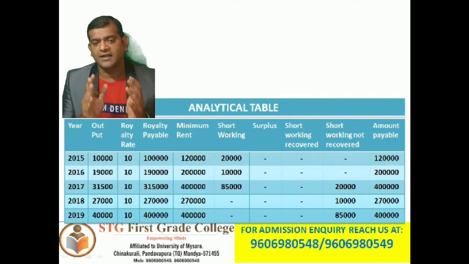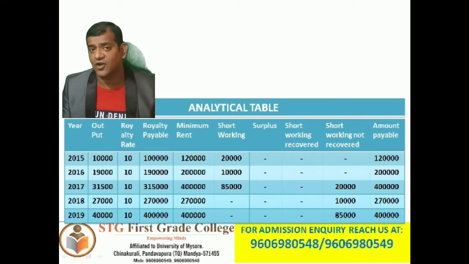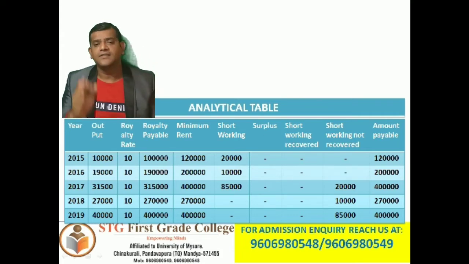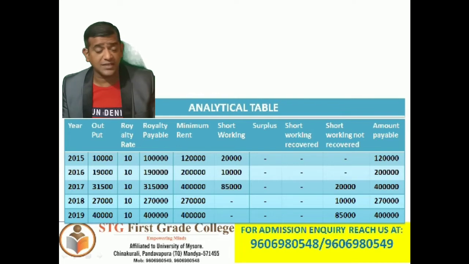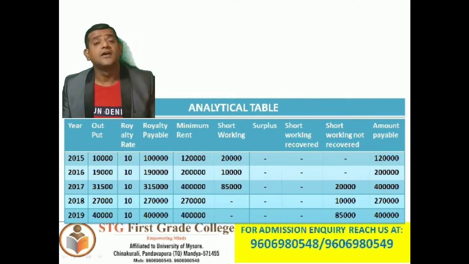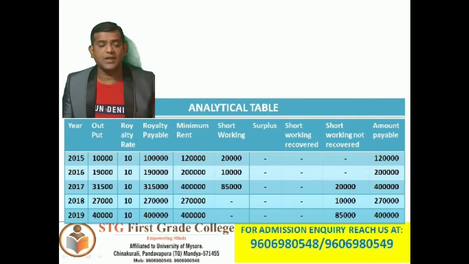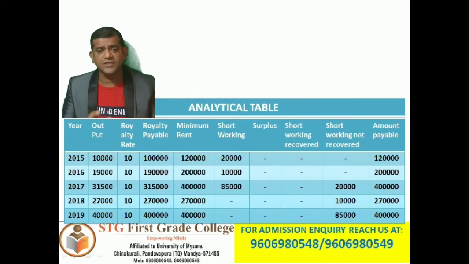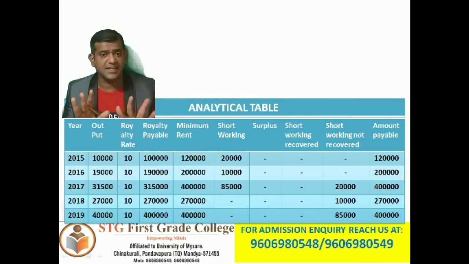So you know that the analytical table consists of 10 columns. Go ahead. Number 1, year, then output, then royalty rate, royalty payable, then minimum rent, short working, surplus, short working recovered, short working not recovered, and ultimately amount payable. So these are the 10 columns which you have to draft. Clear? This is the table. You should keep it ready to solve the problem.